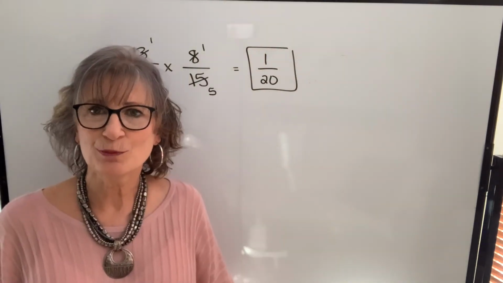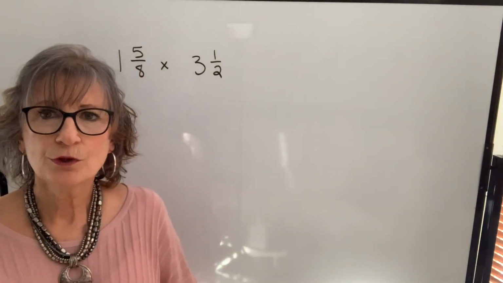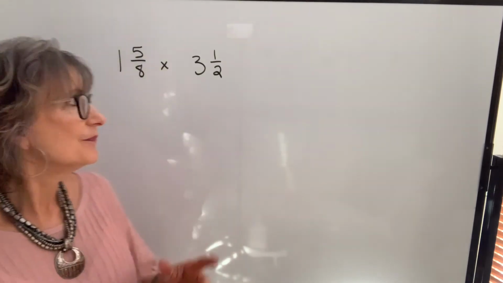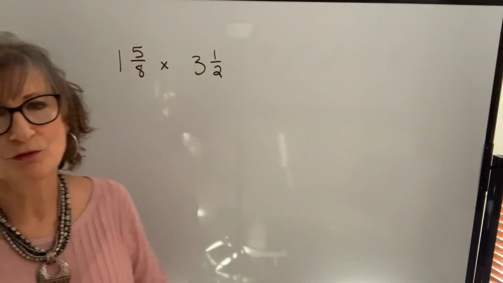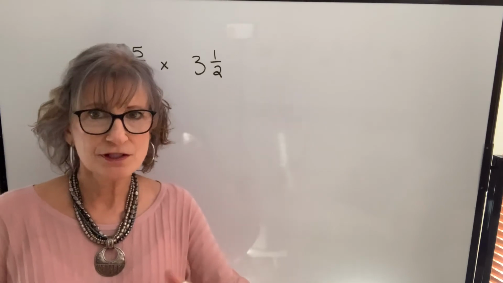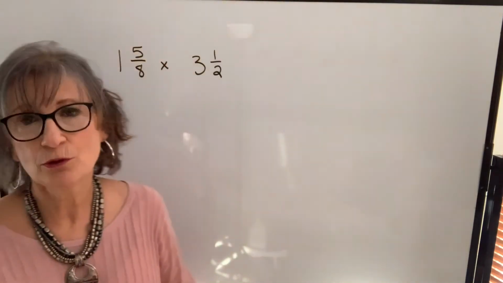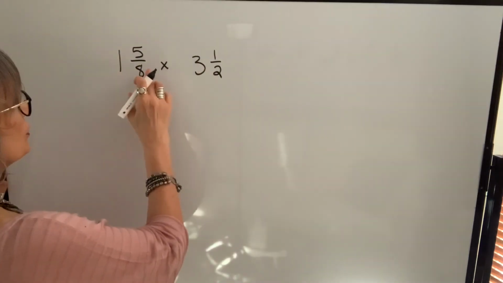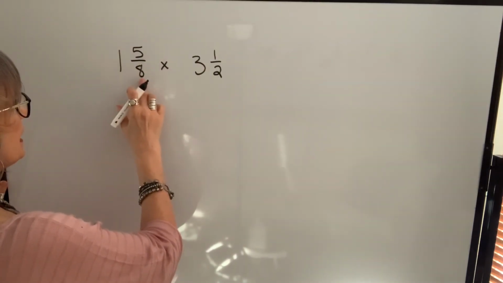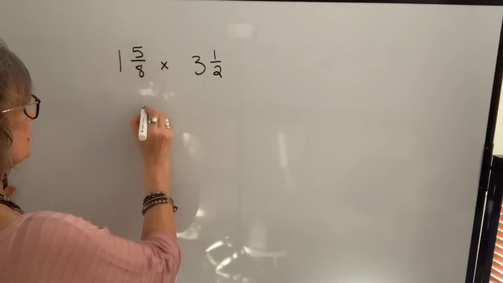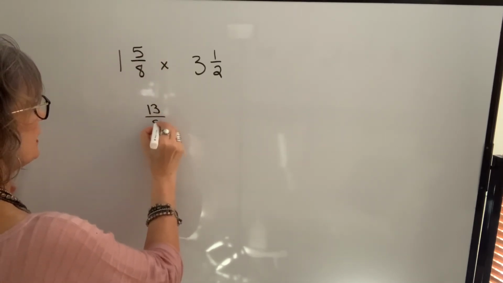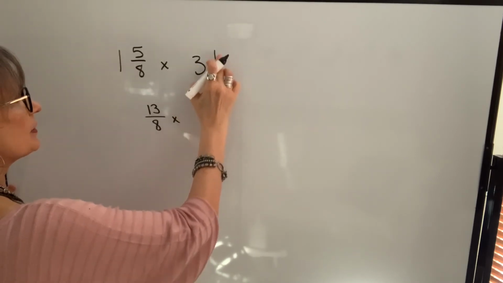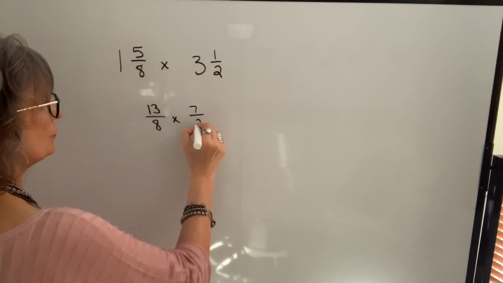Let's take a look at how we multiply mixed numbers. When you're working with mixed numbers, you cannot leave them as mixed numbers. We have to change them to improper fractions. When we add or subtract these kind of numbers, we don't have to change them. But when you multiply, you do. We're going to change this to an improper fraction. 1 times 8 is 8, plus 5 is 13, so that'll be 13 over 8, times 3 times 2 is 6, plus 1 is 7, over 2.